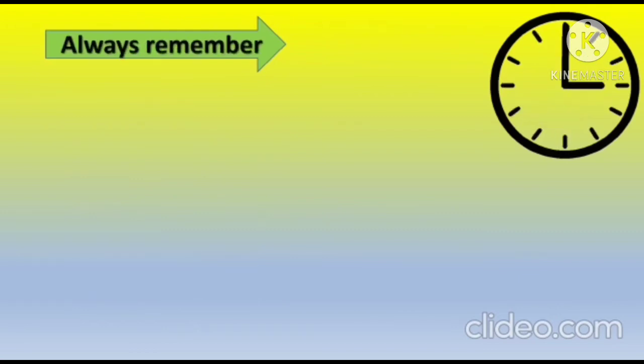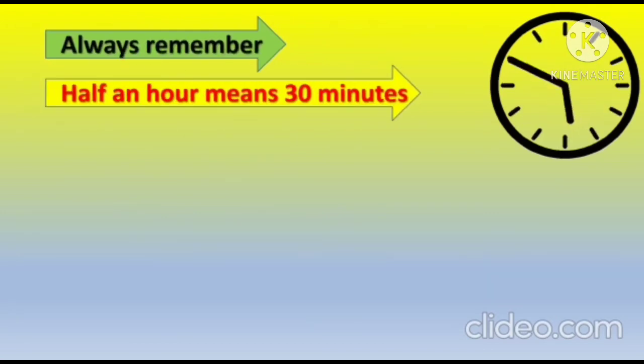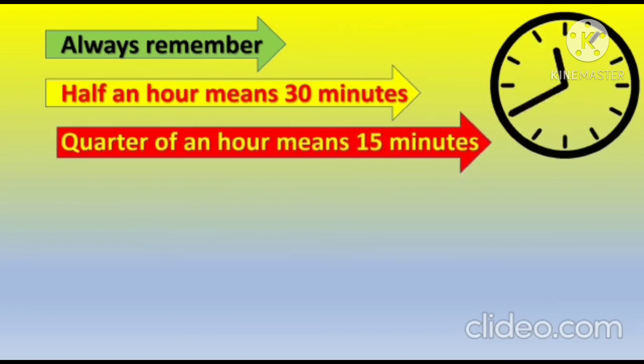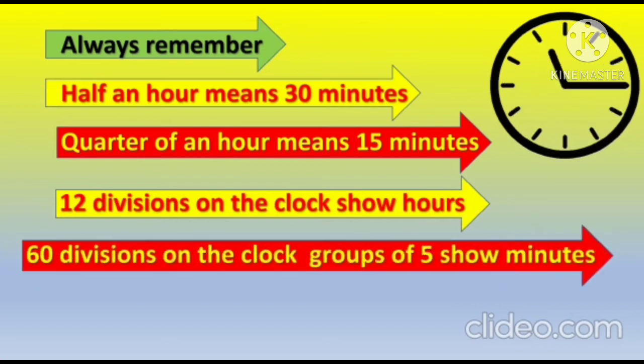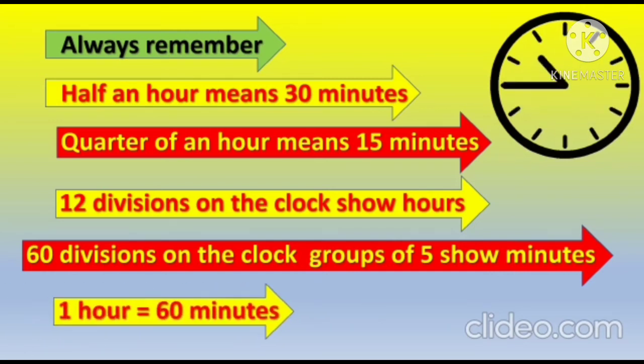Always remember, children, half an hour means 30 minutes. Quarter of an hour means 15 minutes. 12 divisions on the clock show hours. 60 divisions on the clock in groups of 5 show minutes. 1 hour has 60 minutes.